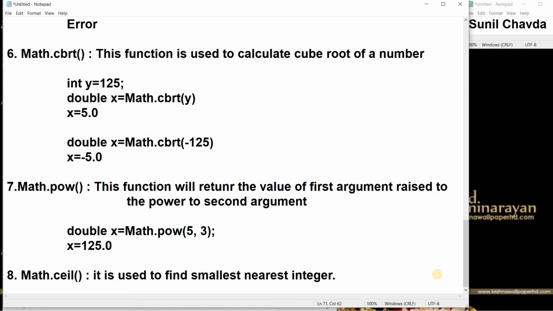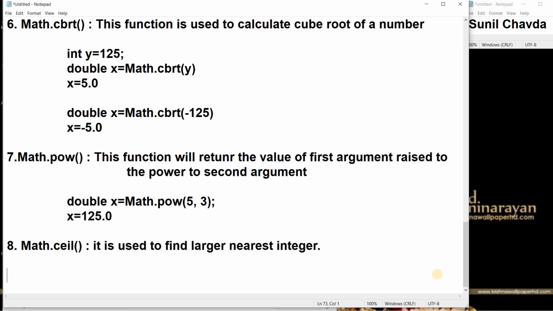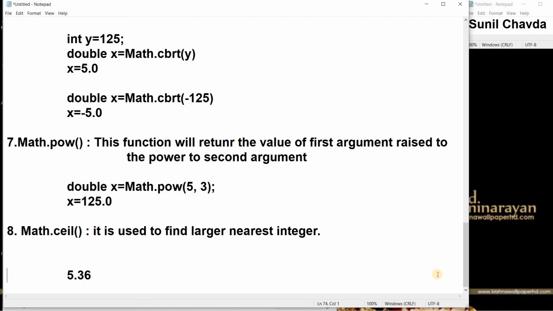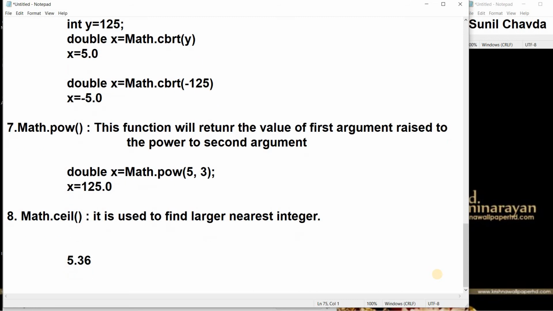It will find the largest nearest integer, or you can say the larger nearest integer. Okay, what does this mean? It's very simple. Let us assume I have a number 5.36. Can you please tell me, this number is coming between which two numbers? If the number is 5.36, it is coming between 5 and 6.